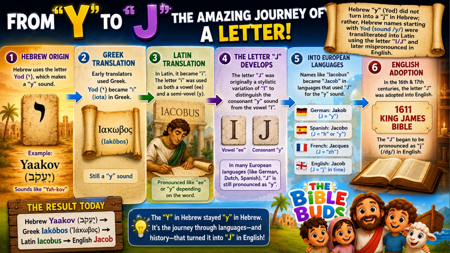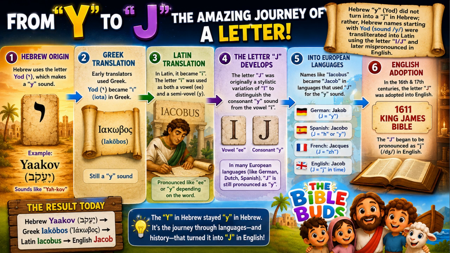Well, it's basically a giant game of historical telephone. It all starts in ancient Hebrew with the yod, making that Y sound. Then those texts were translated into Greek and eventually into Latin. Now in Latin, they used the letter I, but sometimes they'd give it this cool little decorative hook at the bottom when it was acting like a consonant Y. That fancy decorative I was literally the very first J. But it still sounded like a Y.